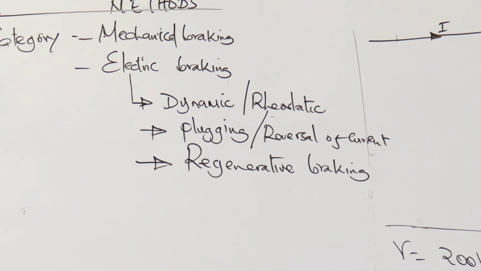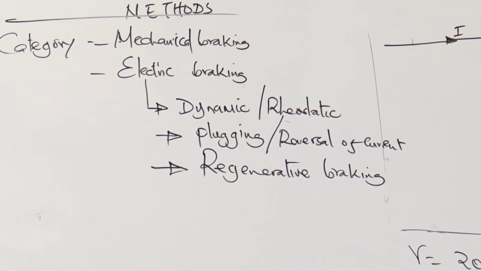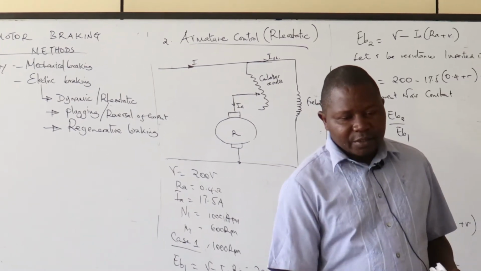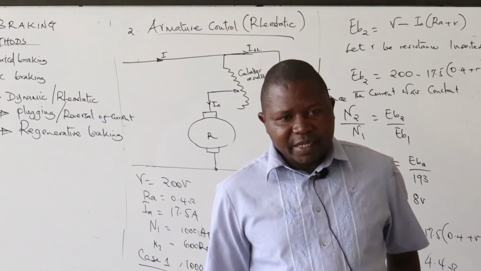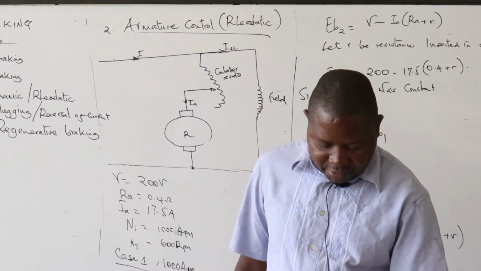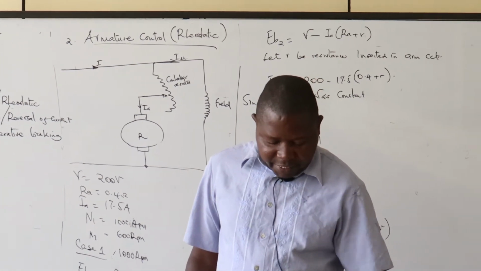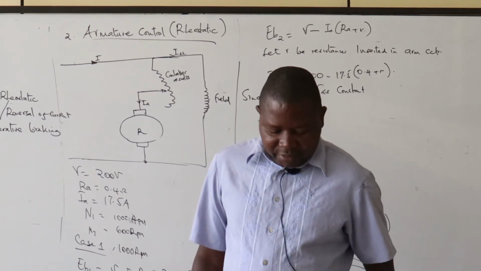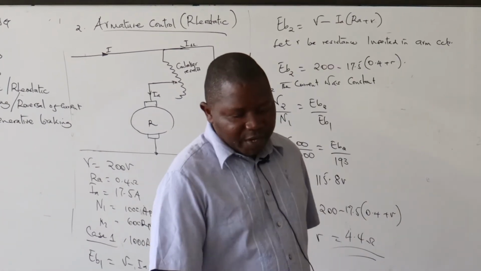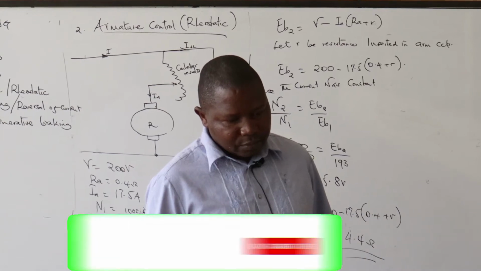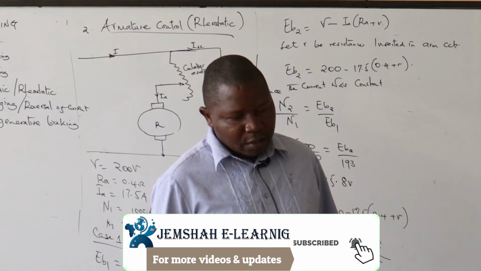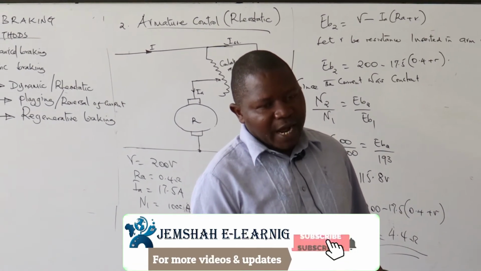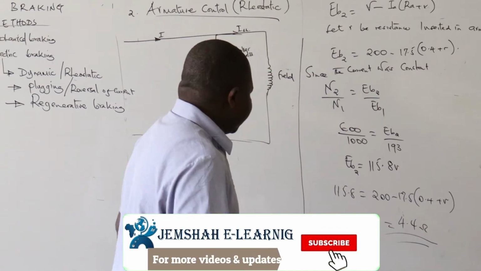So we are starting with dynamic. In this method, disconnect the armature from the supply and connect it across a variable resistor. Due to this, the motor will start to act as a generator.